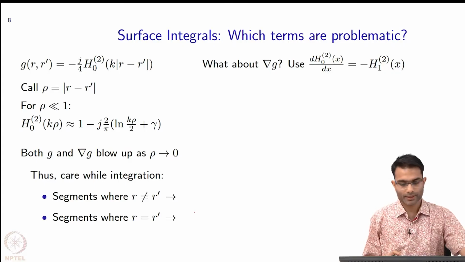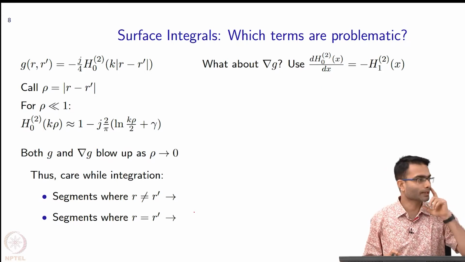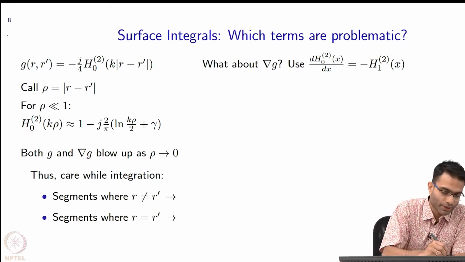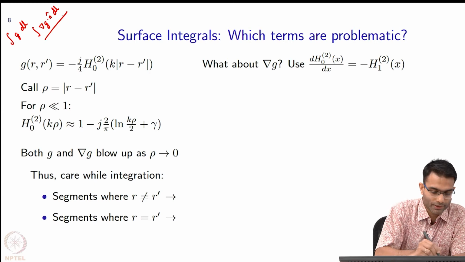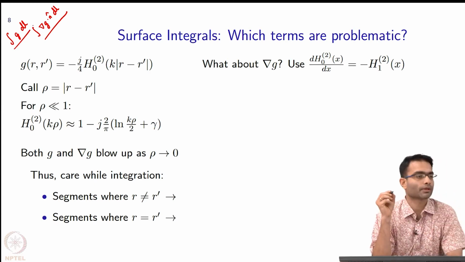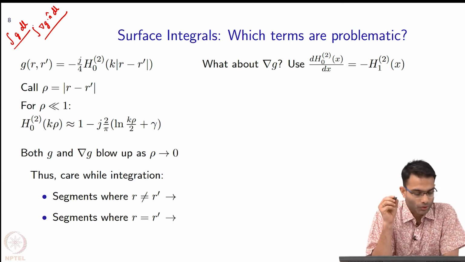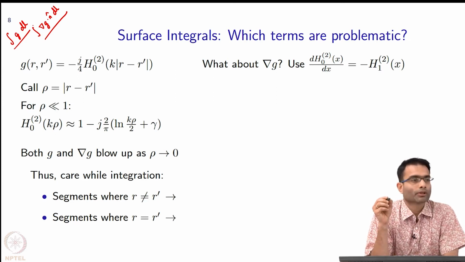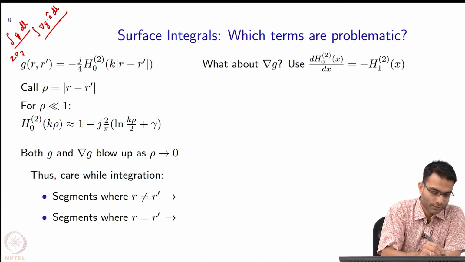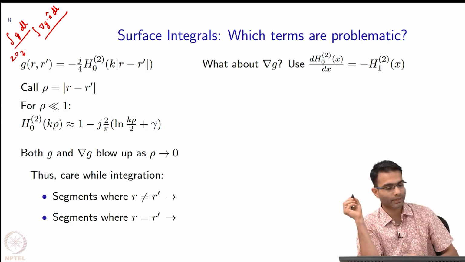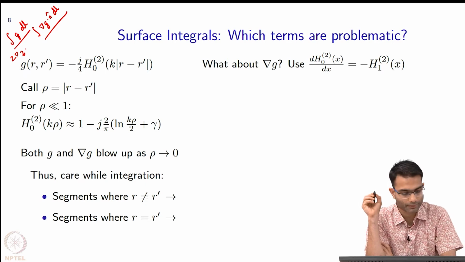Now let's take a little deeper look at these integrals that I have to calculate. Remember, the two integrals I had to worry about were ∫g dl and ∫grad g dot n hat dl. These are the two integrals that I am always thinking about over each segment. We spent an entire module talking about the Green's function, and we came up with the 2D Green's function, which is minus j by 4 times the Hankel function. This one everyone remembers.